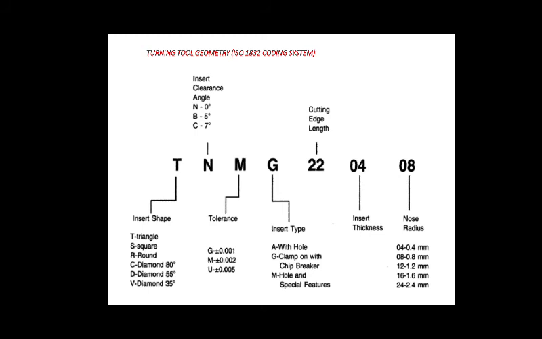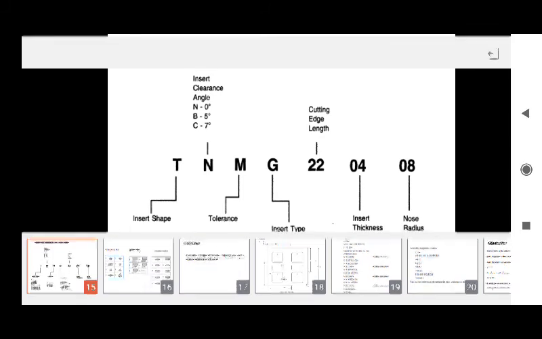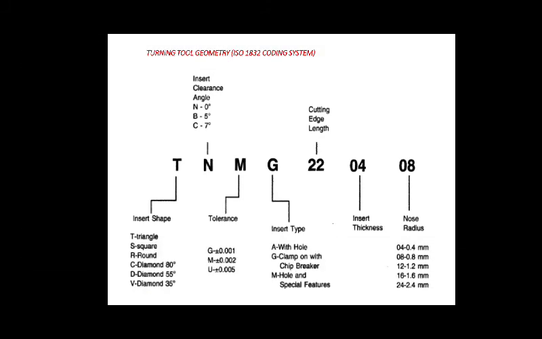And the fourth designation is the insert type. If A is there, then the insert type is an insert with a hole, and if G is there, then the insert has a clamp on with a chip breaker, and if M is there, it means the insert has a hole and special features.